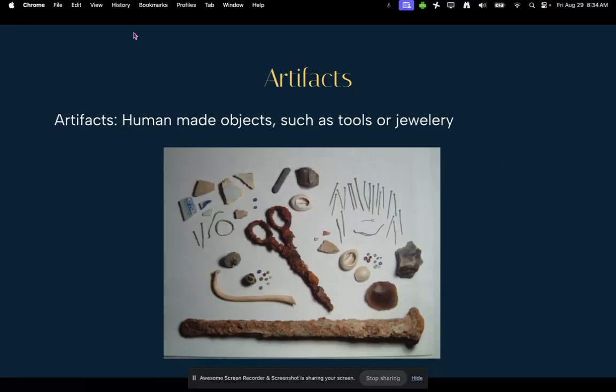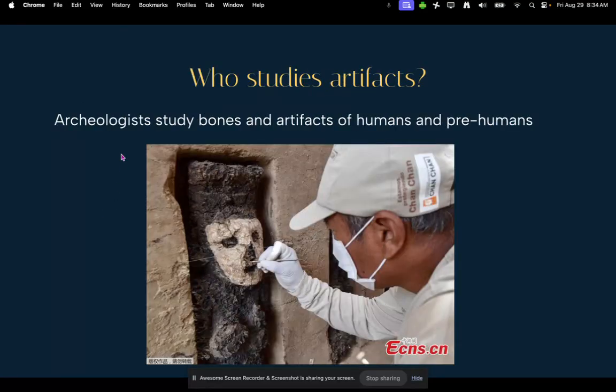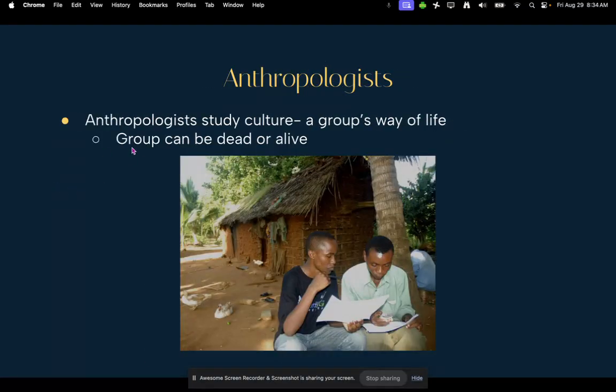Artifacts. Artifacts are human-made objects such as tools or jewelry. We'll talk about artifacts a lot, especially when we talk about more ancient histories. Who studies these artifacts? Archaeologists study bones and artifacts of humans and pre-humans. We'll talk a little bit about archaeologists as we get into the Middle East areas.